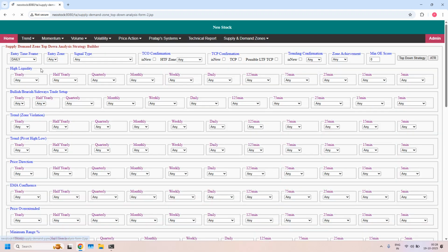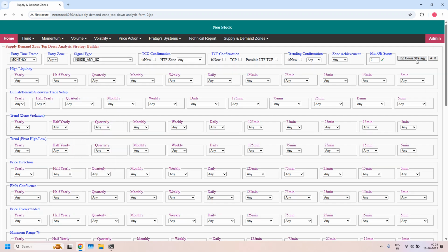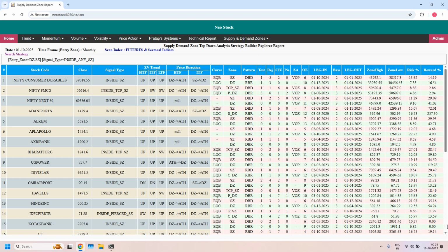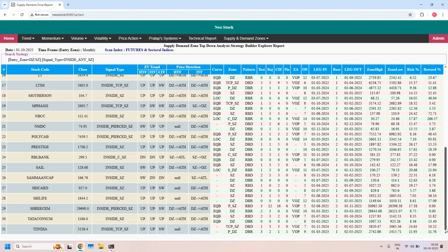Okay, next, price closed inside the monthly supply zone. First 15 stocks in the list. Scrolling the list down. Total 31 stocks are filtered.